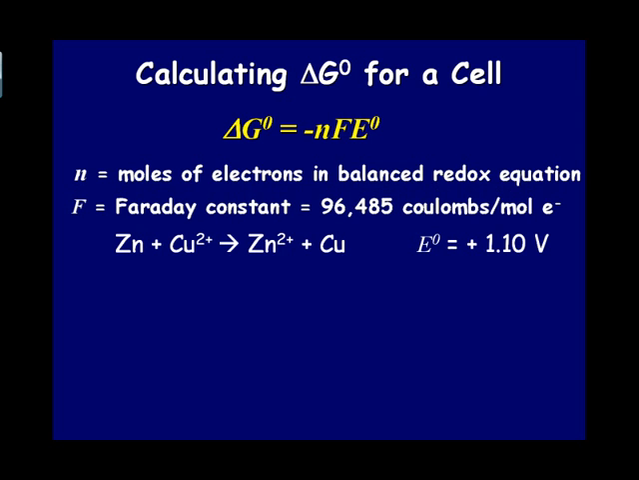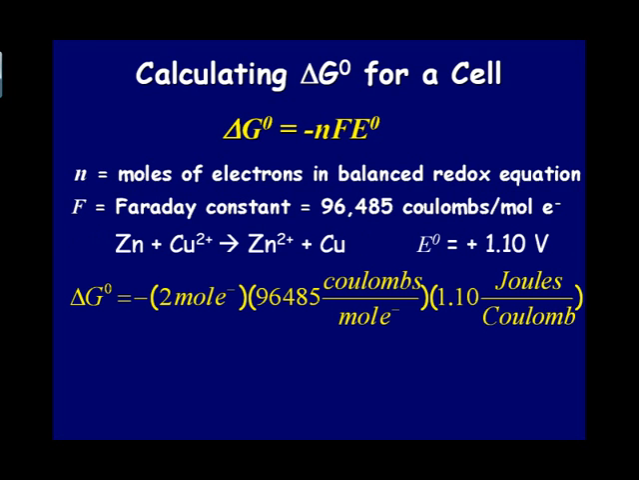Now the F is Faraday's constant. Faraday's constant has a value of 96,485 coulombs per mole, so that would go in for the F. So if we place all those values into the equation, we get delta G is equal to negative, there's our 2 moles of electrons being exchanged, times Faraday's constant, 96,485 coulombs per mole, and then there's our voltage from the reaction, 1.10 joules per coulomb.